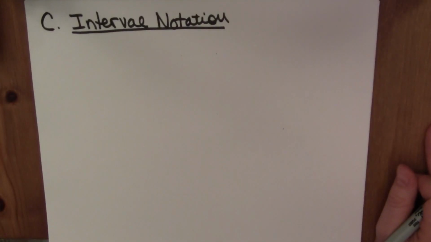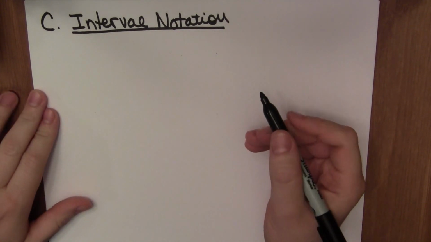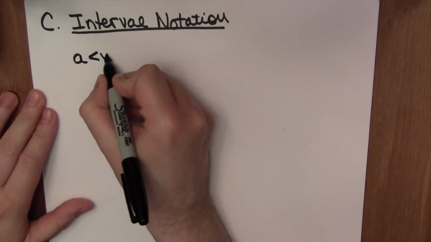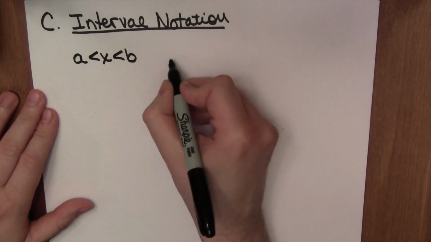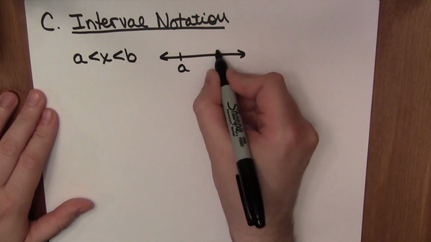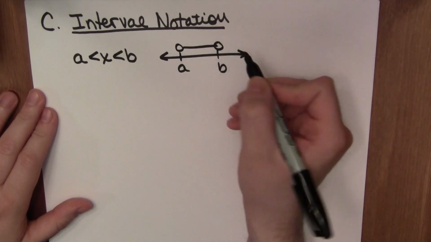Part C, interval notation. Whenever we deal with inequalities in this course, we're always going to write them using what's called interval notation. Let me show you how this works. If we have the inequality a is less than x is less than b, all the x values in between a and b, well, on a number line, first of all, this would look like everything from a to b, not including a and b.